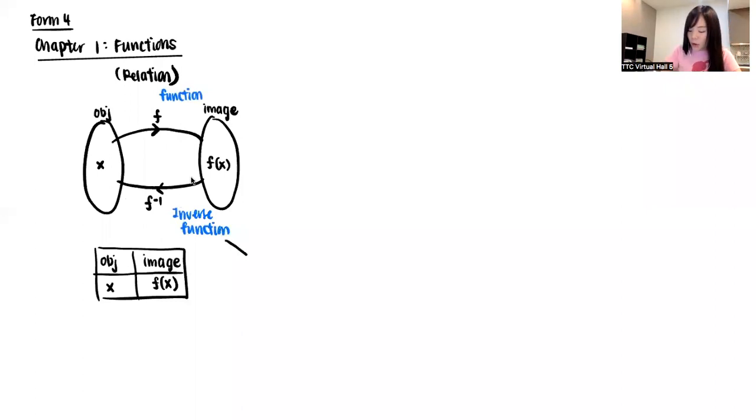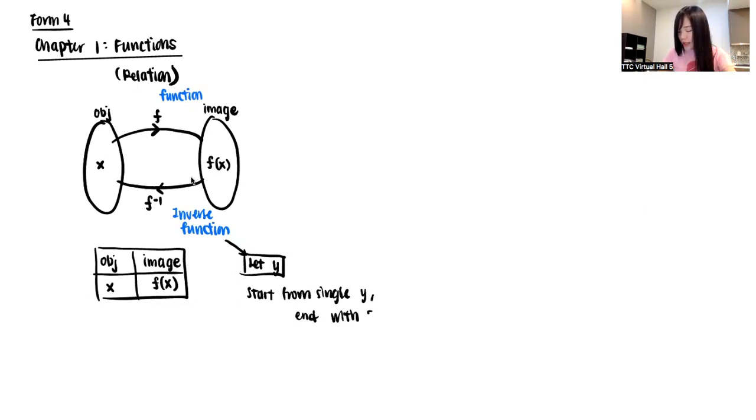Does anyone remember the inverse function? What method did we use? Whenever you want to reverse something, what method do you use to find the inverse function? Very good, Zen Lim, we are using let y. Does anyone remember the slogan? Start from single y? Very good, Melvinder. End with single x.